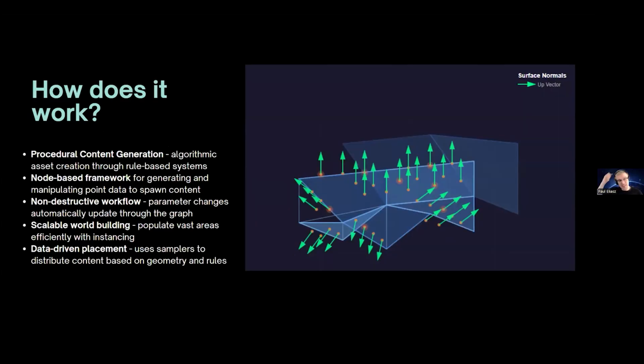Well, technically, procedural content generation is a way to algorithmically create and spawn assets within the environment using rule-based systems. In this case, we have a node-based framework, where it picks up the point data within space, and based on this point data, which is spawned within a vector space, it spawns the objects, which in this case are static meshes. But it does this in such a way that it's non-destructive.